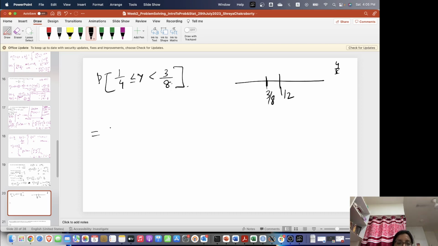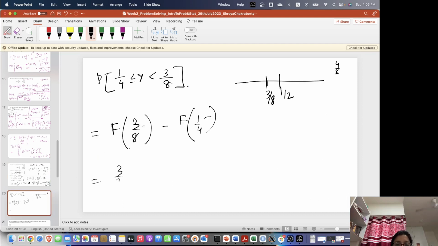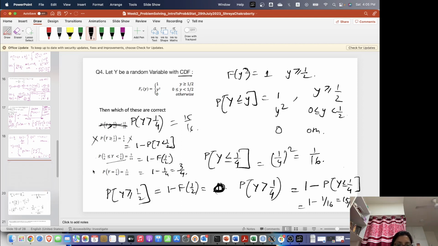So this thing will be f of 3/8 minus f of 1/4 minus. So 3/8, if we substitute, then what we are going to get? 3/8 whole square minus 1/4 whole square. So we'll have 9/64 minus 1/16. So we'll get 5/64. So then this answer is correct. Okay.